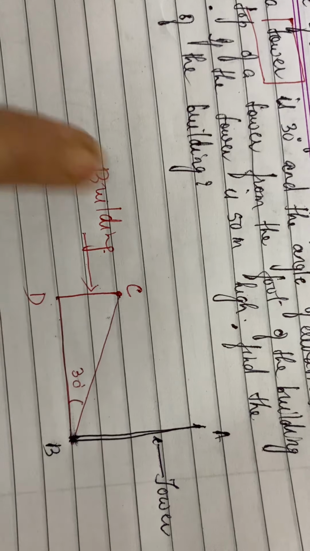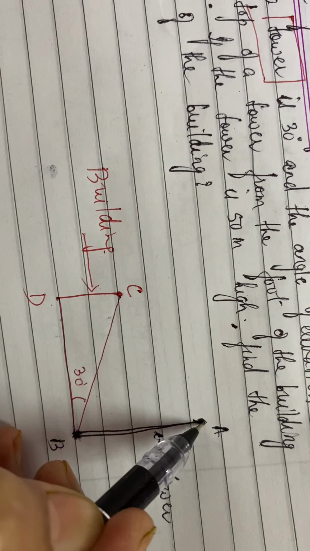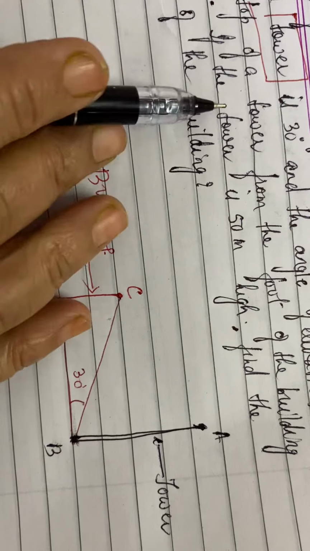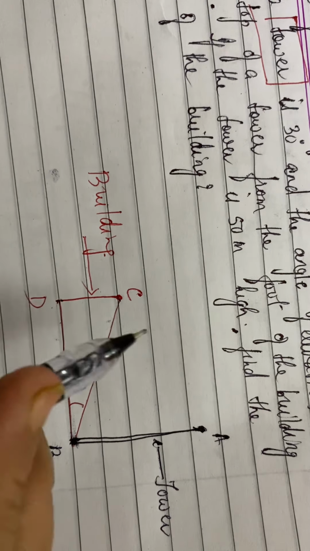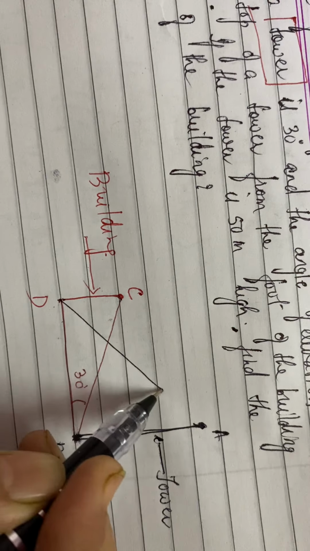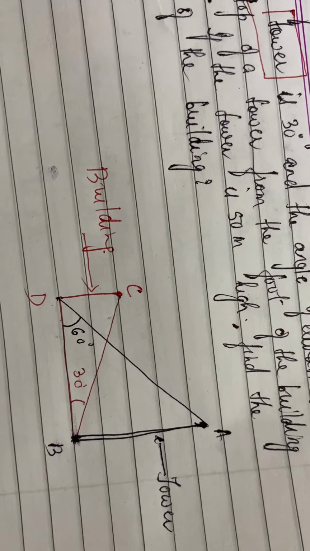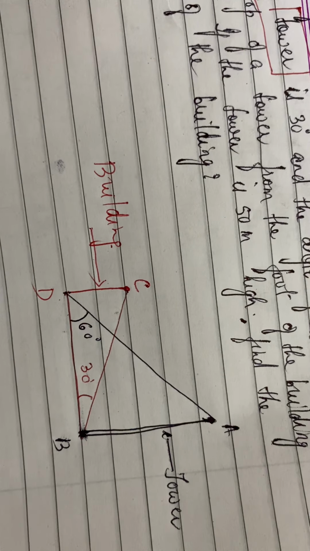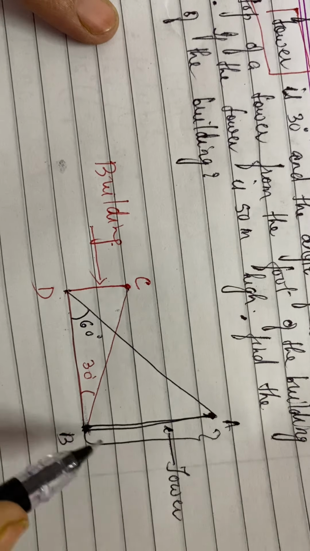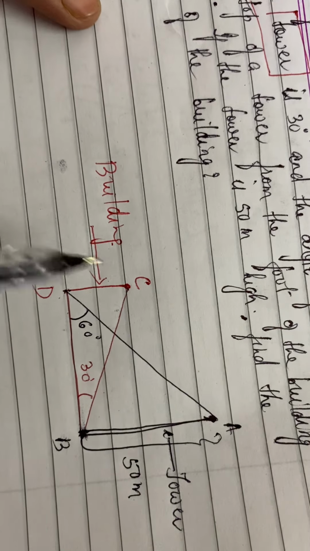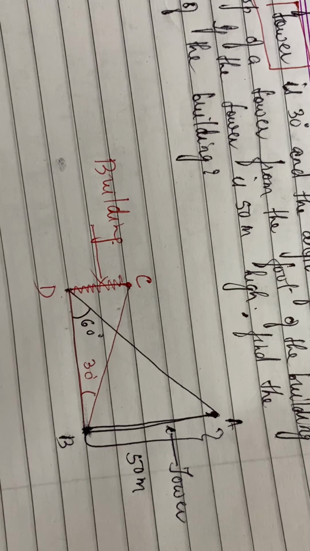The angle of elevation of the top of the tower, A is the top of the tower, from the foot of the building, D is the foot of the building. So it is how much? 60 degrees. So here is your angle of elevation for the top of the tower, which is 60 degrees. If the tower is 50 meters high, you have to find out the height of the building.